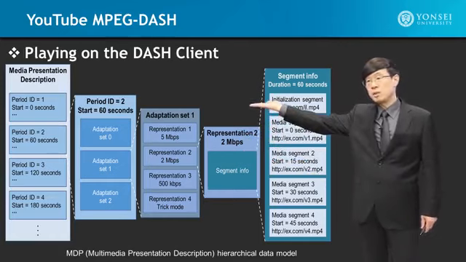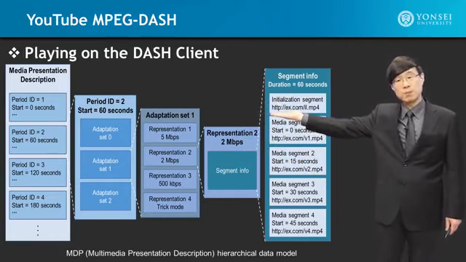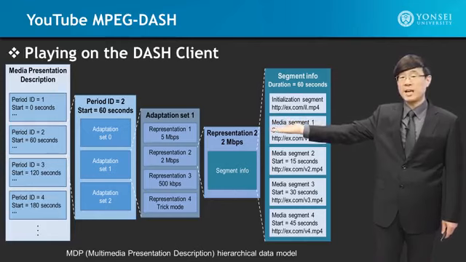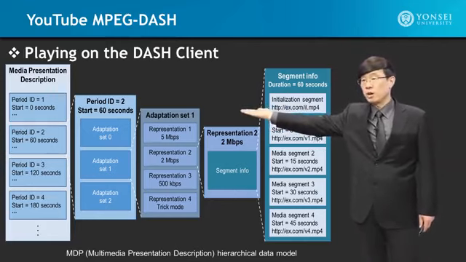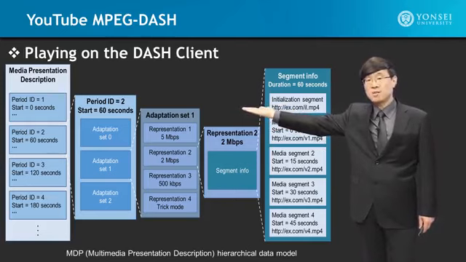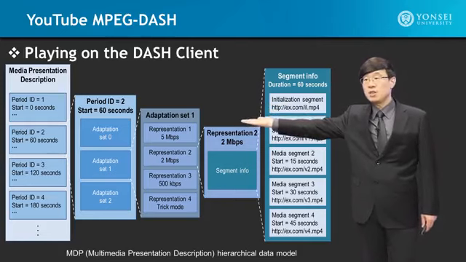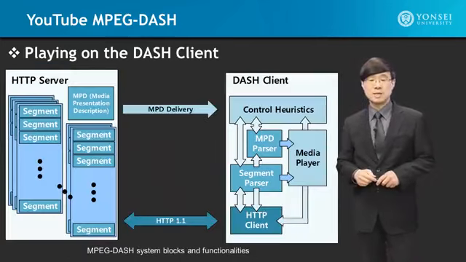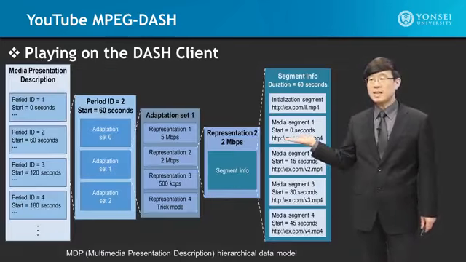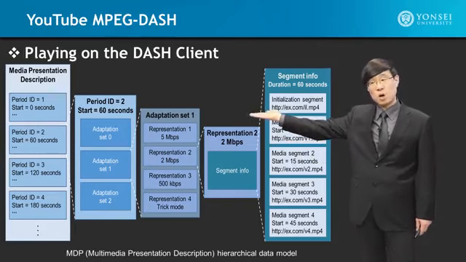If you look at one of the blocks and expand it out, let's say we're looking at period ID number 2 and open it up, then you'll see this over here, in which it has a start of 60 seconds. In addition, there's adaptation set 0, set 1, and set 2 inside. What is in this adaptation set? Well, let's open up adaptation set 1.